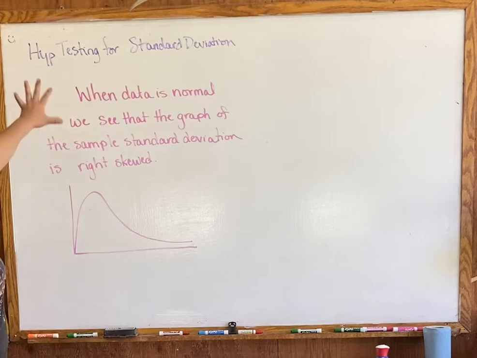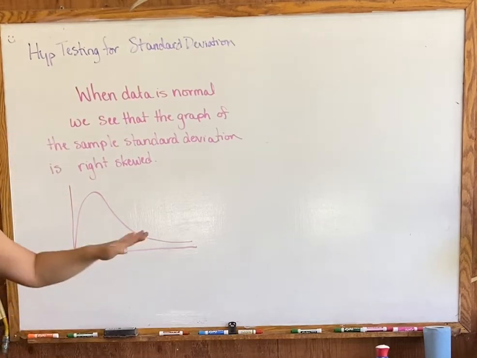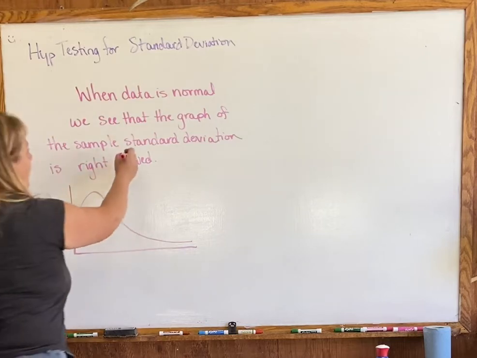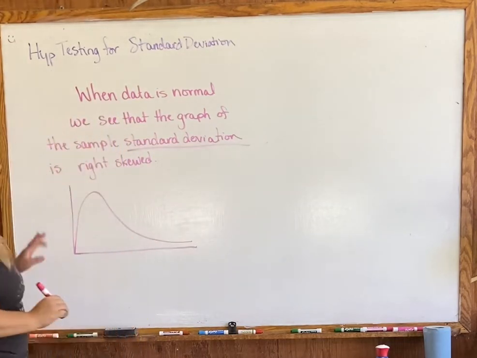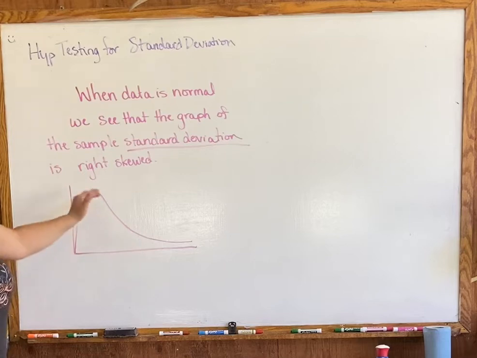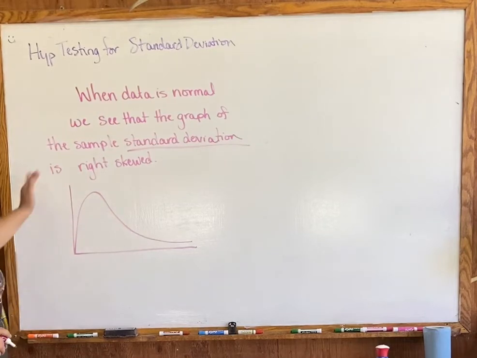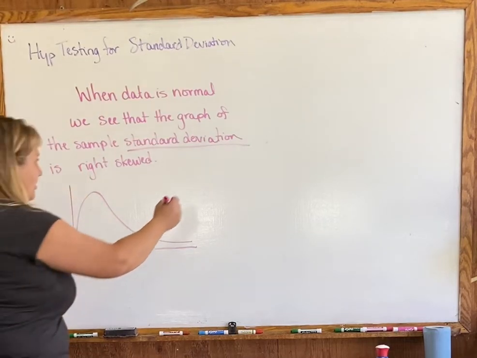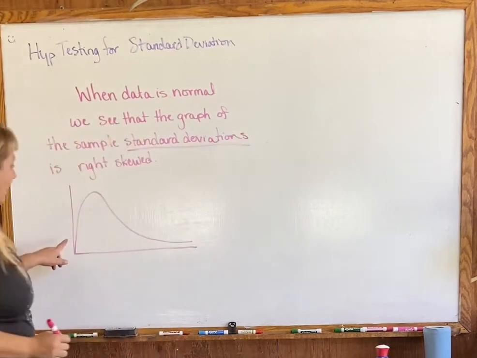All right, so the data is normal, but we're not talking about the mean. The mean would most definitely have a bell-shaped curve. We're talking about the standard deviation. So when the data is normal, the standard deviation should look like this. The graph of the sample standard deviations is right skewed.